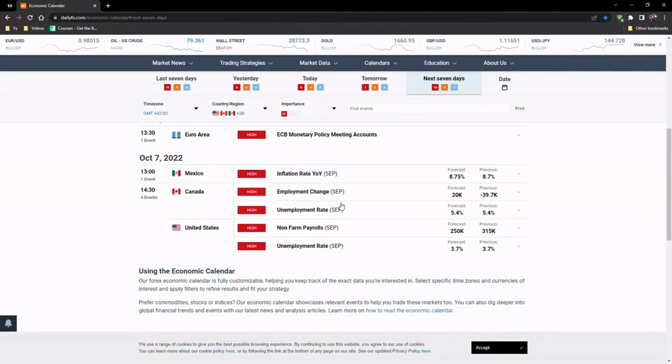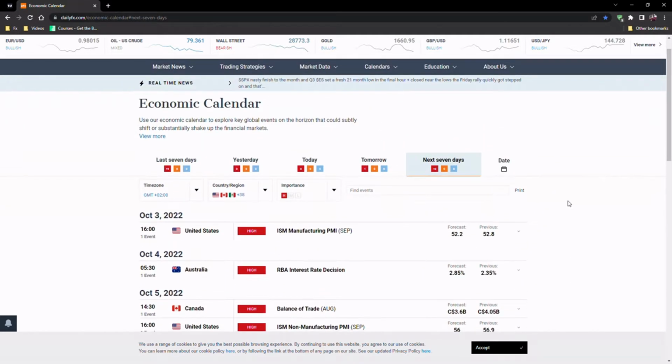We're going to look at this on Friday. We have the non-farm payroll as well, which is going to be the most important one. But yeah, that's going to be the fundamentals for this upcoming week. Trade wisely because it is NFP week.